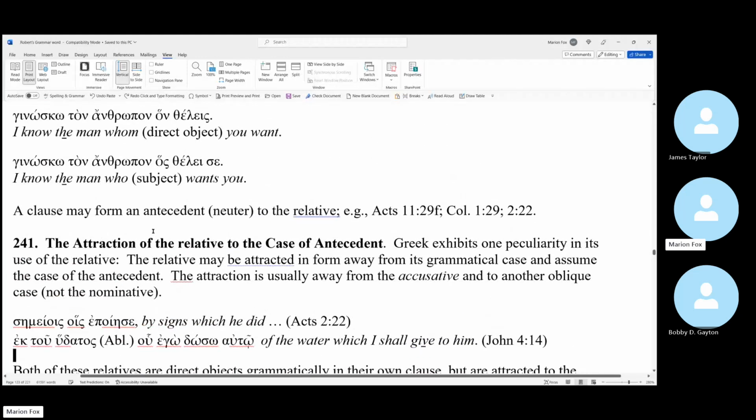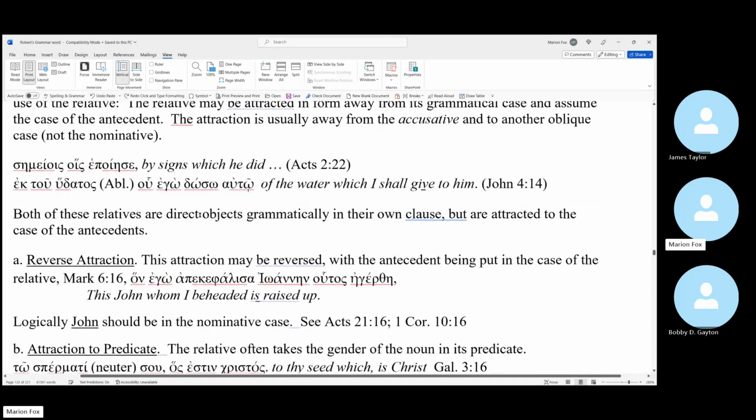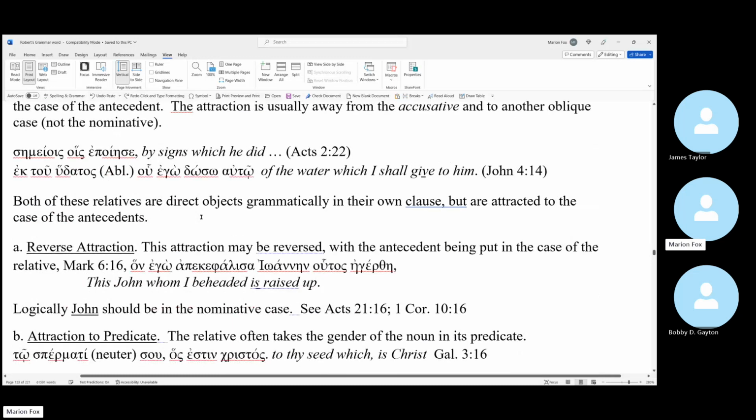Attraction to the case. Right up here, it's attracted to the gender. A clause may form an antecedent, neuter, and the relative. So this clause may form an antecedent, and I think what he's trying to tell you here is that it's usually neuter gender when it does that. Your relative pronoun will be neuter. I think that's what he's trying to tell you. That's my understanding. So you may run into that.